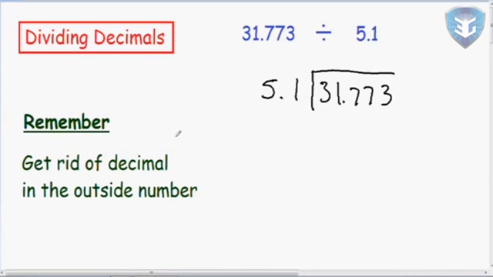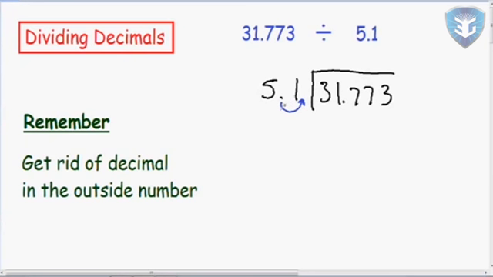And the one thing that you have to remember, and I wrote this for you in green, you have to get rid of the decimal in the outside number. So we have an outside number of 5.1. We need to get rid of this decimal in the outside number. So basically we have to push this decimal point as far right as possible. In this particular example, we only can push it over one space. And whatever you do to the outside number, you have to do to the inside number.